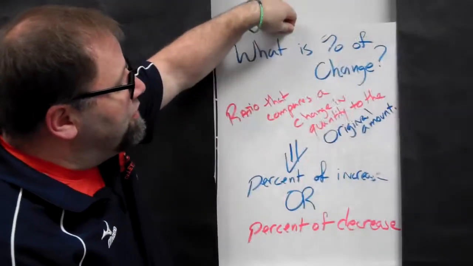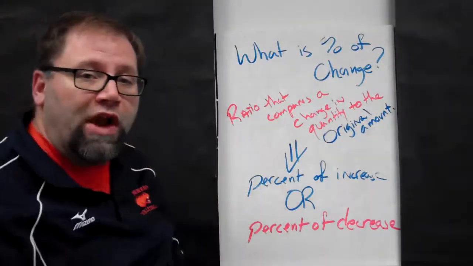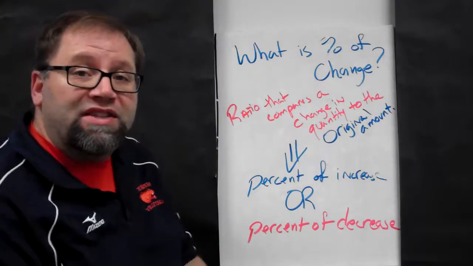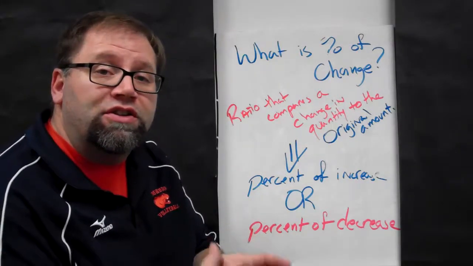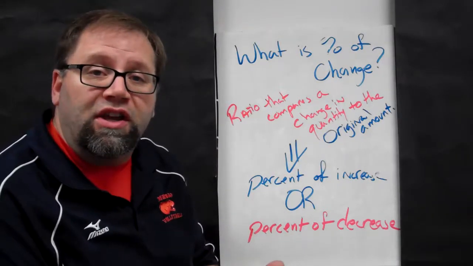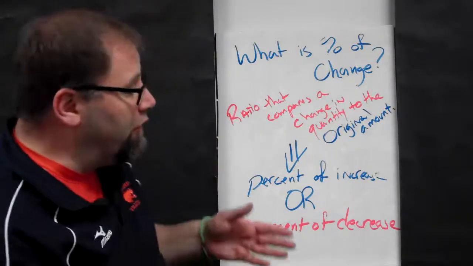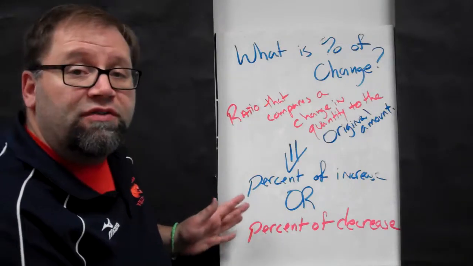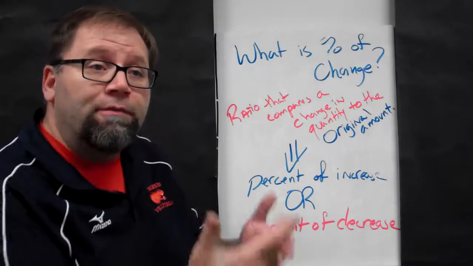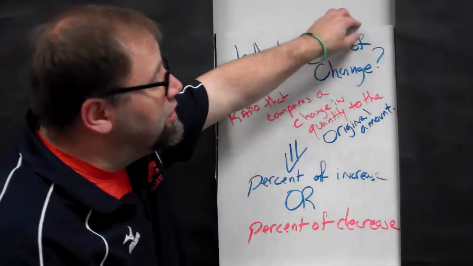What is the percent of change? Well, the percent of change is a ratio that compares a quantity to the original amount, and that's the key. Whatever we're doing, we're comparing it to that original amount, whatever that first thing was. And there's two ways that it can go: an increase and a decrease. So we have a percent of increase and a percent of decrease. If you take a test and your grade goes up, it's a percent of increase. If your grade goes down, it's a percent of decrease.